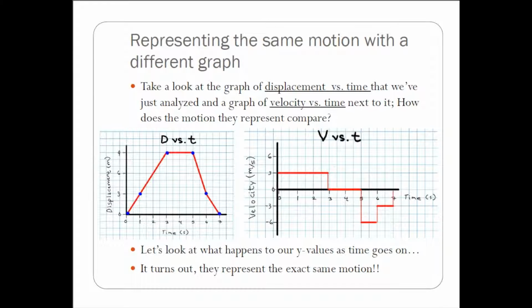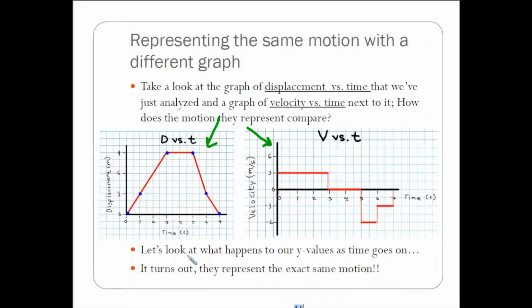In this next section, we'll discuss how you can represent the same motion of an object using a different graph. For example, take a look at the graph of displacement versus time that we just analyzed and a graph of velocity versus time that's next to it. How do the motions they represent compare?